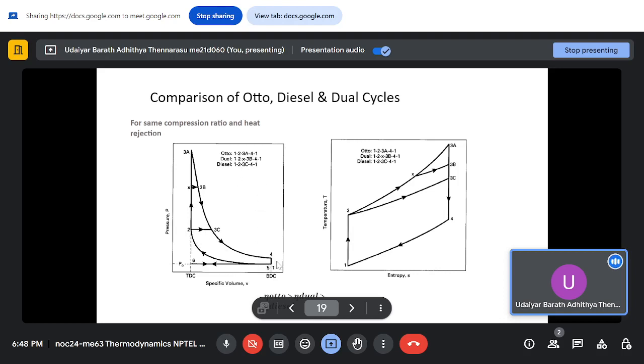So that is what is shown here. In this case your Otto will have the highest efficiency. Work done in a PV diagram is the area enclosed by the cycle, so Otto generates more work. For a given compression ratio, the Otto cycle will have the highest efficiency compared to diesel and dual, and last you will have the diesel cycle. The same is shown in a temperature entropy diagram here.